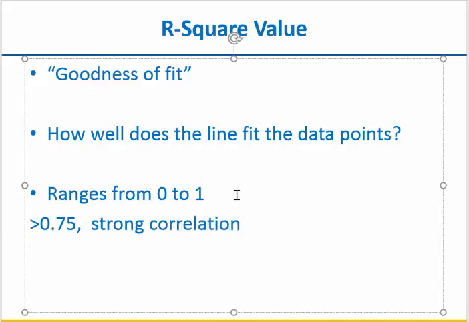Okay, so if you have a value kind of below 0.25, if the R squared value is below 0.25, you have a very, very weak correlation. So anything in between might be a medium or mild correlation, so you can imagine that. So just to give you some idea here.